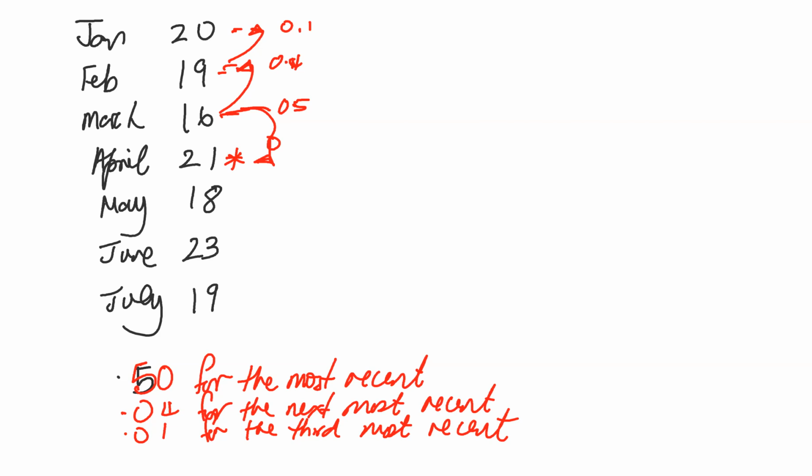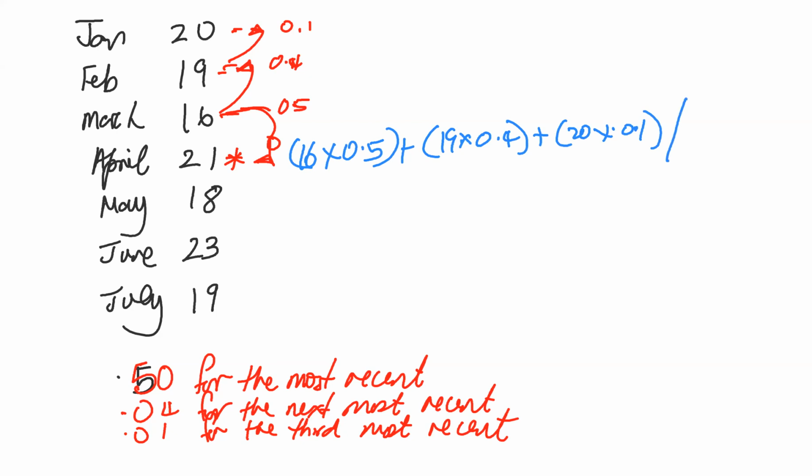So your average would be 16 times 0.5 plus 19 times 0.4 plus 20 times 0.1. Now, when you're doing a weighted moving average, you are going to divide by the sum of the weights. So the sum of the weights is 0.5 plus 0.1 plus 0.4, and that is equal to 1. So when you're dividing into the numerator, and it's a weighted moving average, you no longer divide by the number of data points that you've picked up. You must now divide by the sum of the weights.